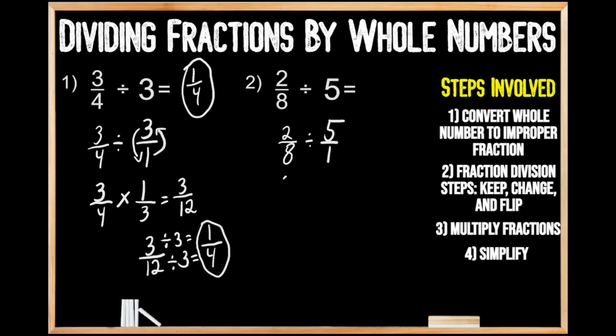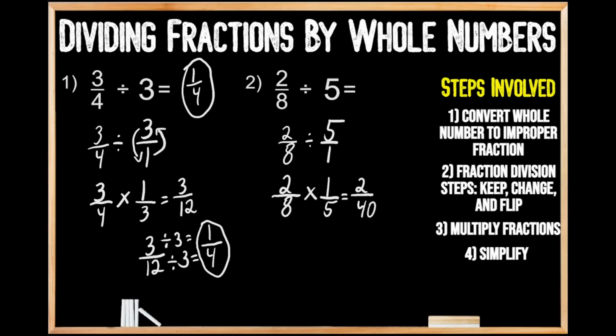Our first fraction, we're going to keep the same. It's going to remain 2/8. Then we're going to change the operation, so now we're multiplying. And then we're going to flip our second fraction, so now it's going to be 1/5 instead of 5/1. Now we're going to move on to step number 3, where we're going to multiply these fractions. Starting with our numerators, 2 times 1 is 2. For our denominators, 8 times 5 is 40, giving 2/40.